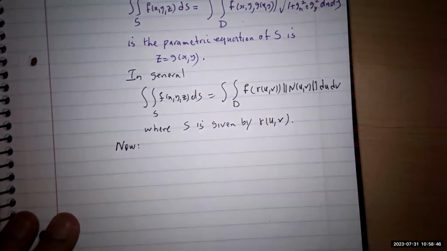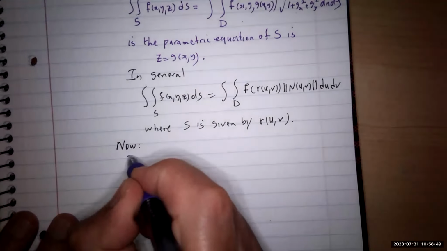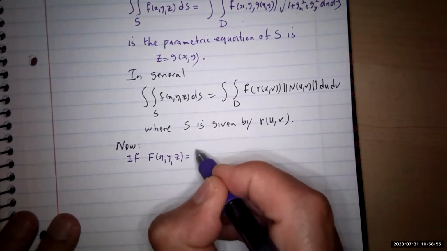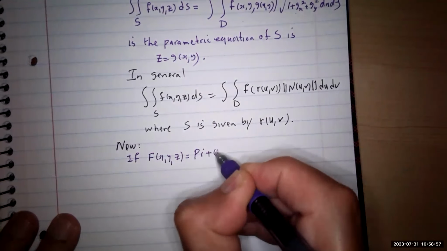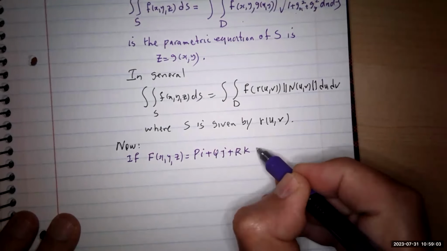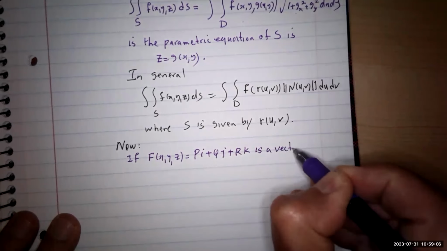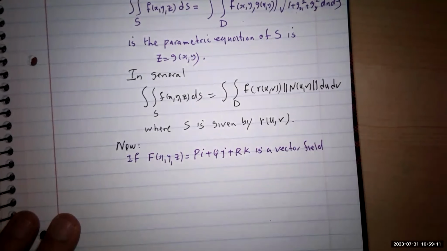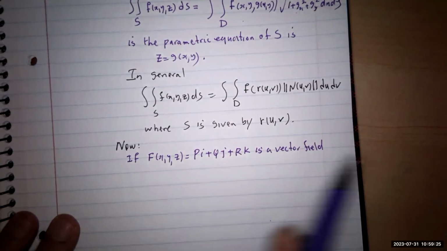The general form is going to be the following. If we have a vector field F(x, y, z), you know that the vector field in general is Pi, Qj, and Rk. A vector field can be an electrical field, or it can be fluid force, fluid flow, we call it fluid flow.